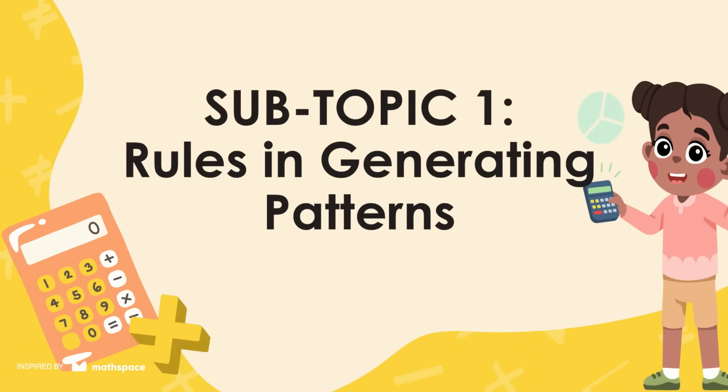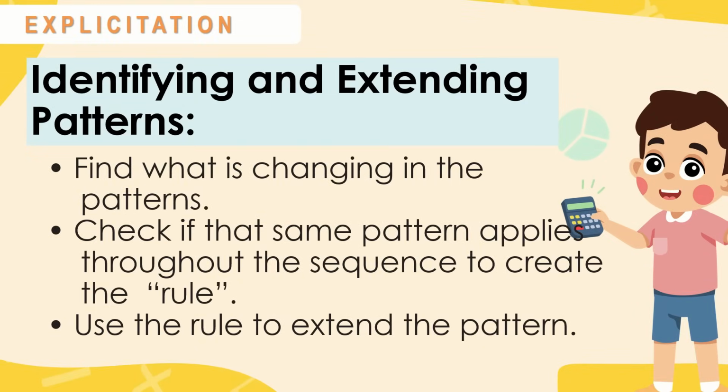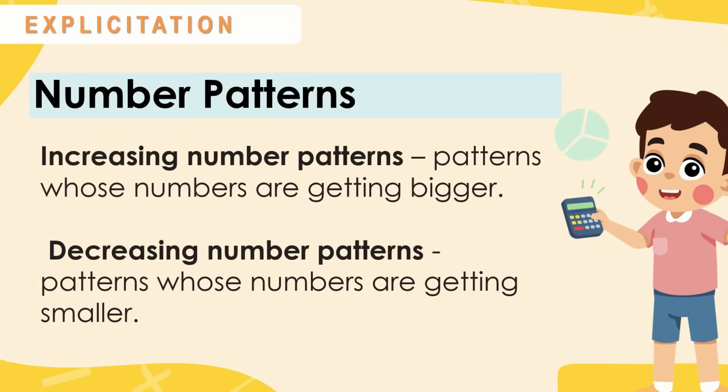For the subtopic 1, we have rules in generating patterns. Identifying and extending patterns. Find what is changing in the patterns. Check if that same pattern applies throughout the sequence to create the rule. Use the rule to extend the pattern. Number patterns. Increasing number patterns: patterns whose numbers are getting bigger. Decreasing number patterns: patterns whose numbers are getting smaller.